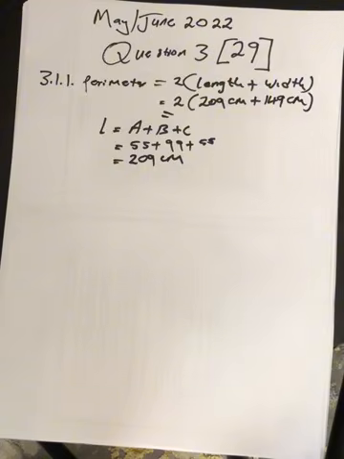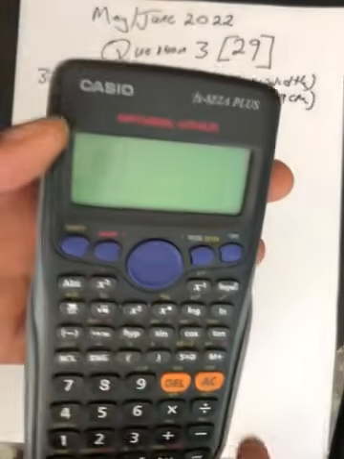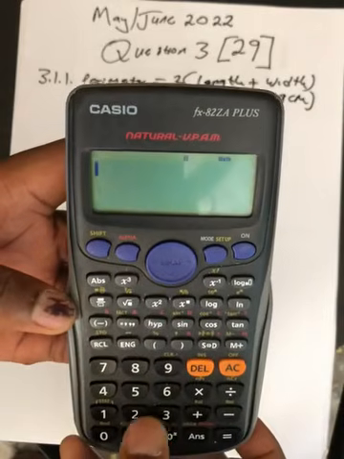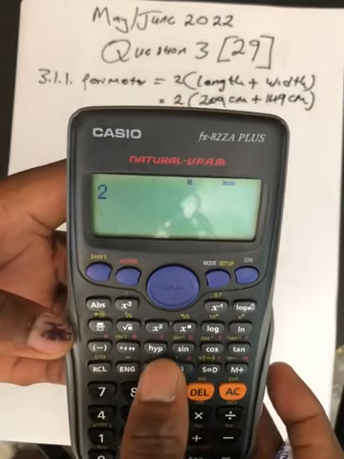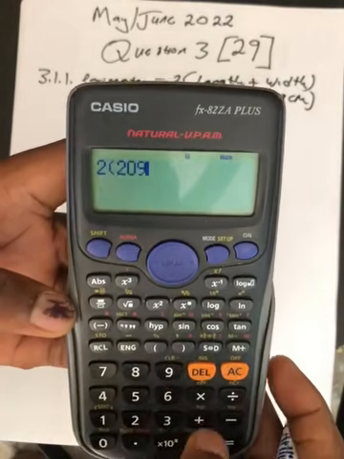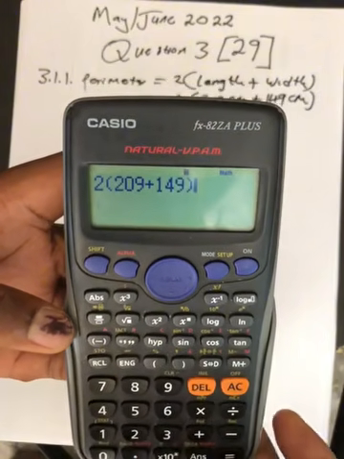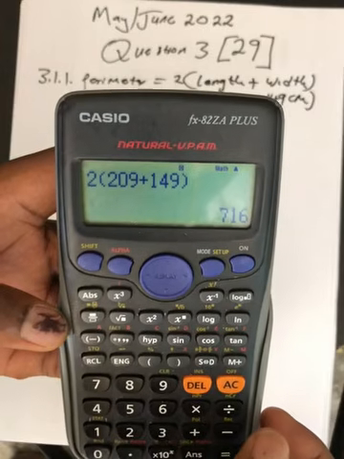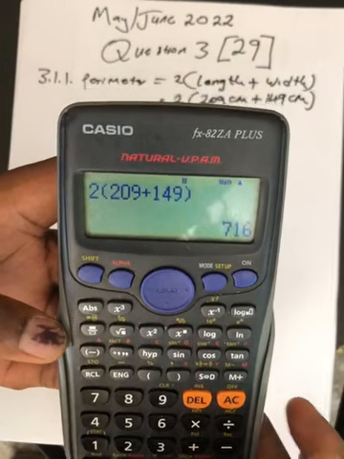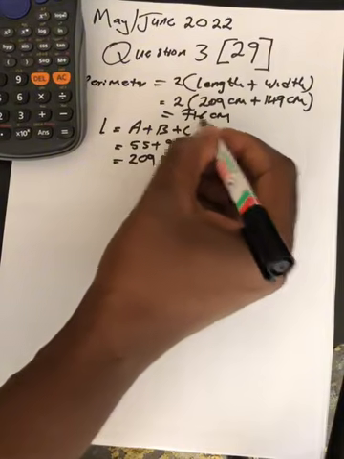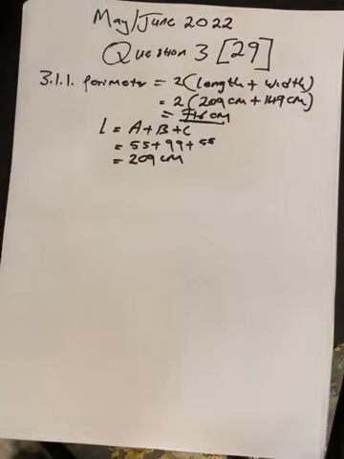Then the next step is to write this the way it is in the calculator without changing a thing. We're gonna have 2 open brackets 209 plus 149, then you close bracket. We find that our answer is 716. You say 716 centimeters. 716 centimeters is our answer.